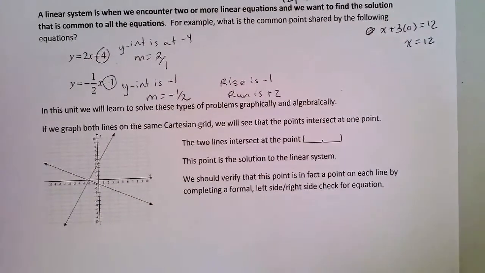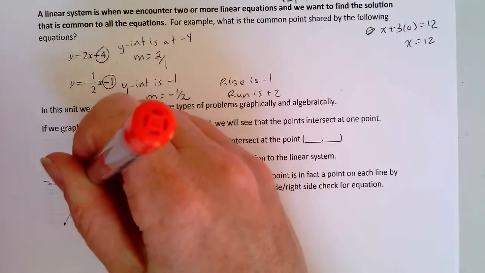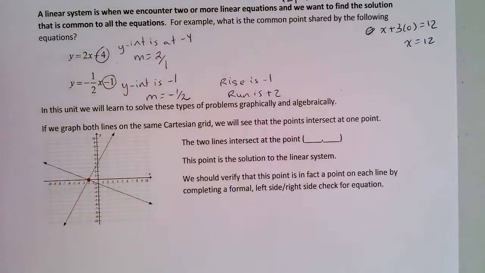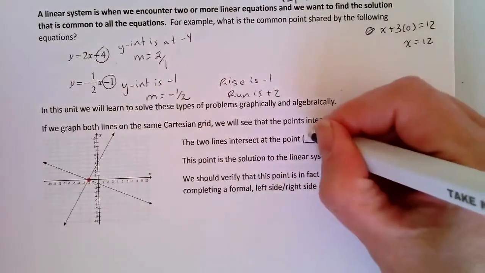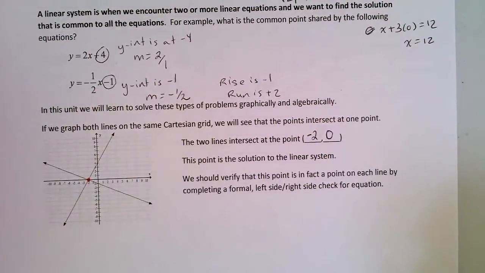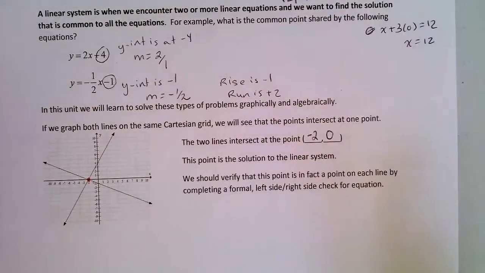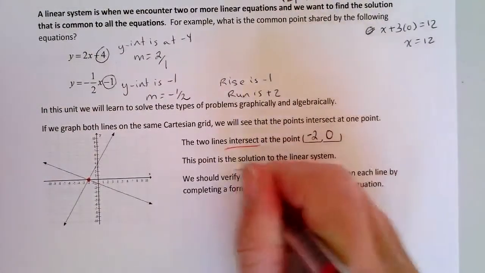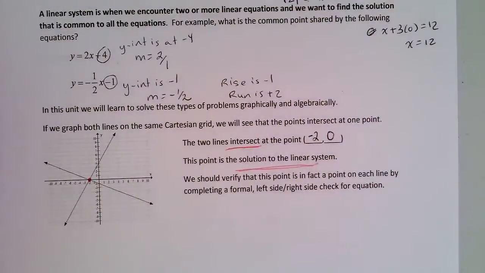Now, when we look at the graph, we're interested in this point right here, where the two lines intersect. This point is a point on each line. And so the coordinates of that point are -2 and 0. So the point (-2, 0) is called the point of intersection, but it's also the solution to our system, okay? So where the lines intersect is the solution to your system.